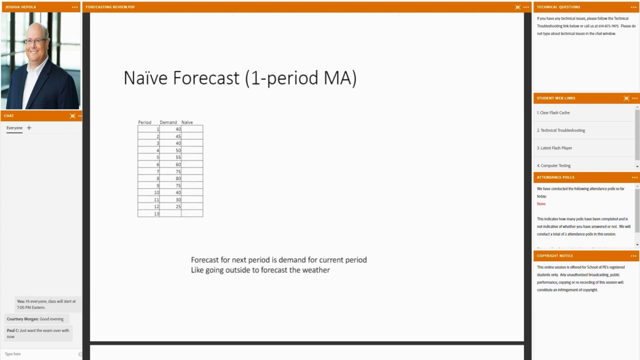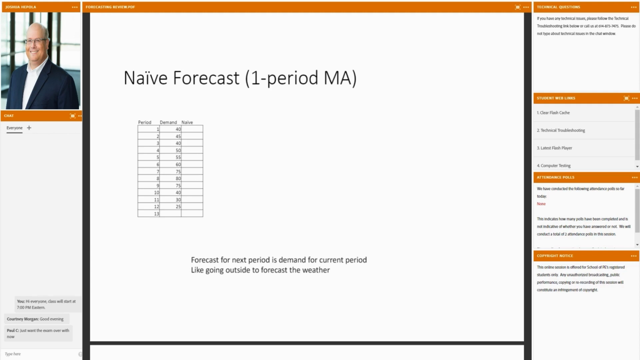Okay, so the simplest forecast is a naive forecast. What it really is, is a one period moving average. It's like going outside to forecast the weather. If you were a weather forecaster and you just walked outside and said, well, it's sunny right now, so my forecast is sunny. I know that sounds very simple, and that word naive means simple, but it can actually be a very effective tool, just to get you in the ballpark, just to get a basic idea of what's going to happen.